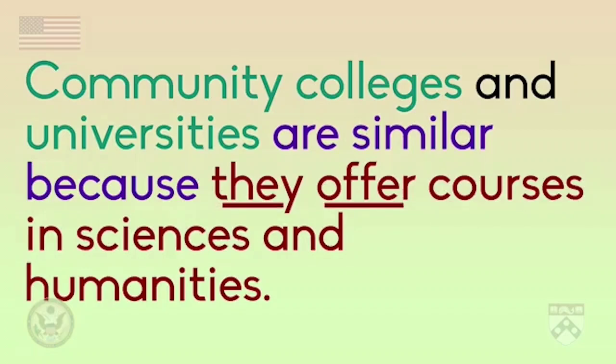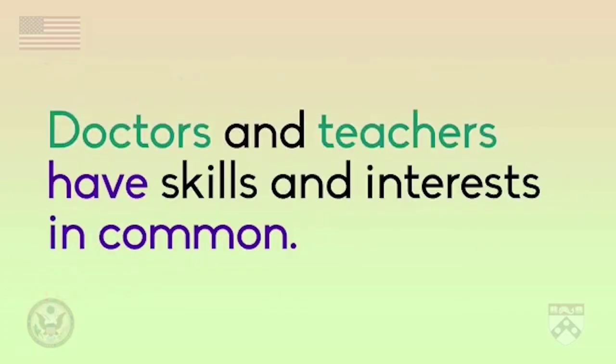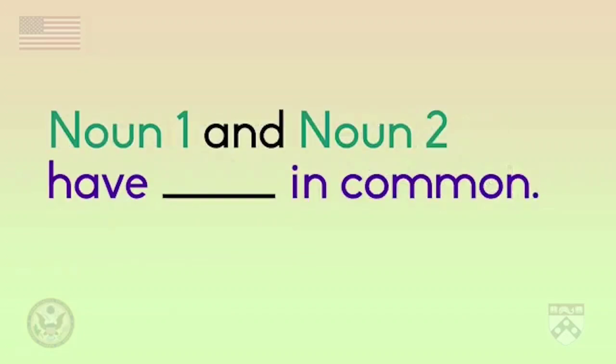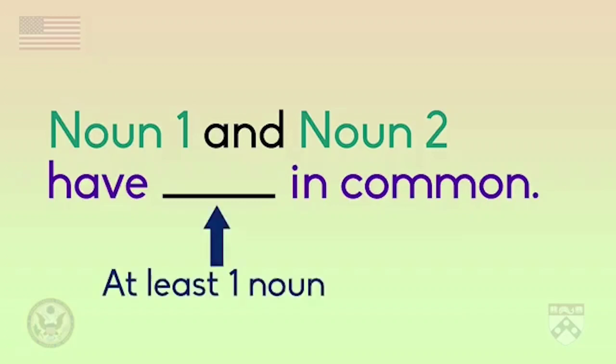Phrase number 2, have something in common. Doctors and teachers have skills and interests in common. Again, the two nouns being compared are doctors and teachers in green. Then you see the phrase have blank in common in purple. The nouns skills and interests go in the middle of the phrase. It is important to note that you must use at least one noun in the middle of this phrase.